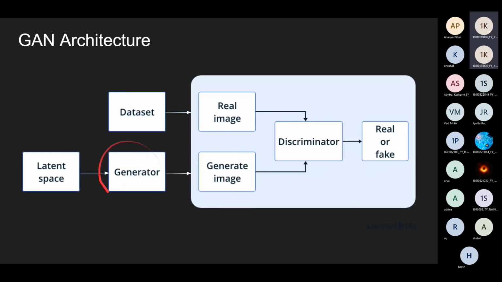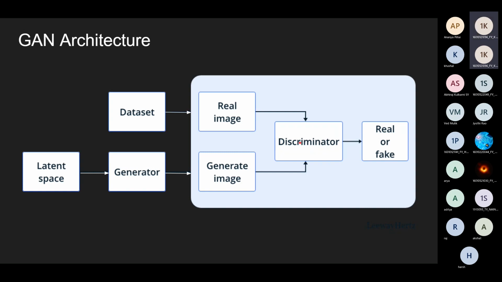Okay, he is the forger. The generator is the forger. He's trying to forge fake art, and he's trying to sell it like it's a painting by Leonardo. And the discriminator is going to look at this art piece, and he's trying to tell whether this given art piece is real or fake.